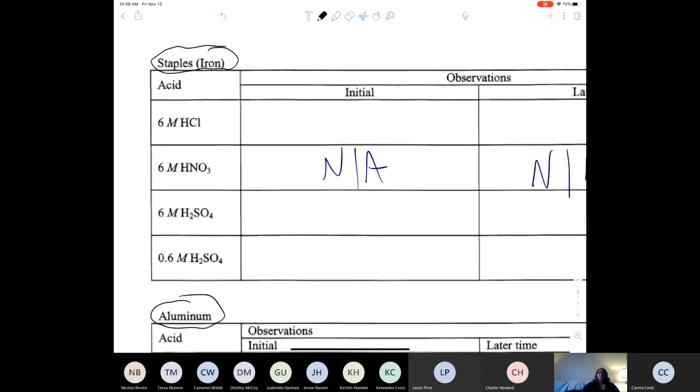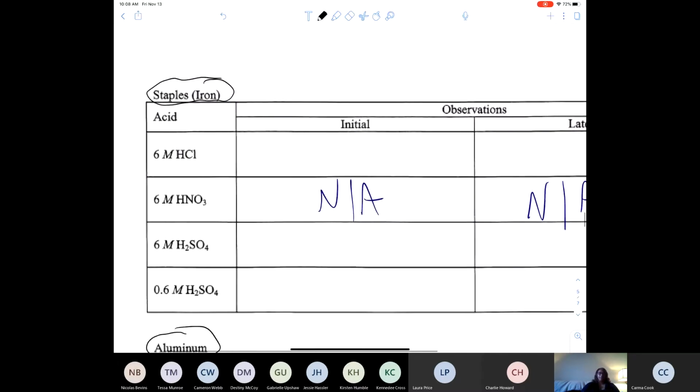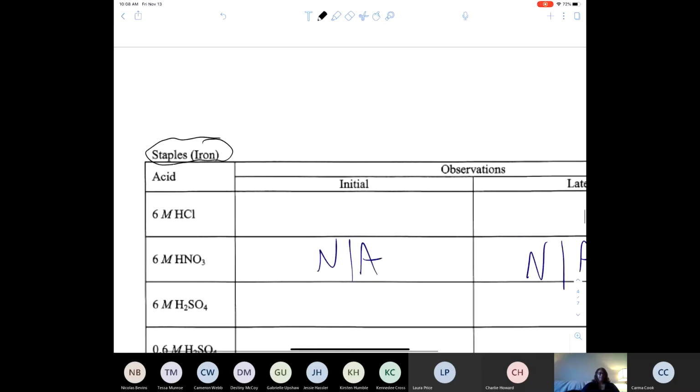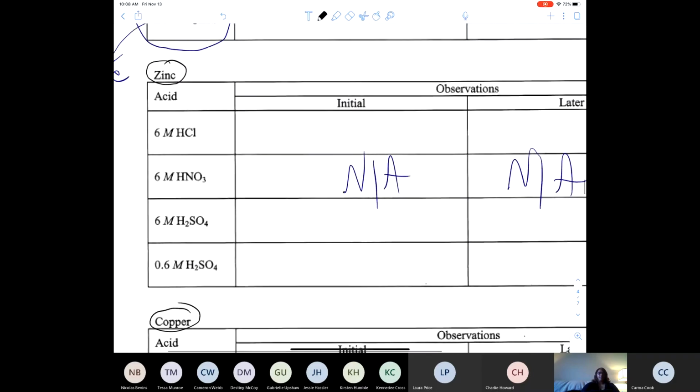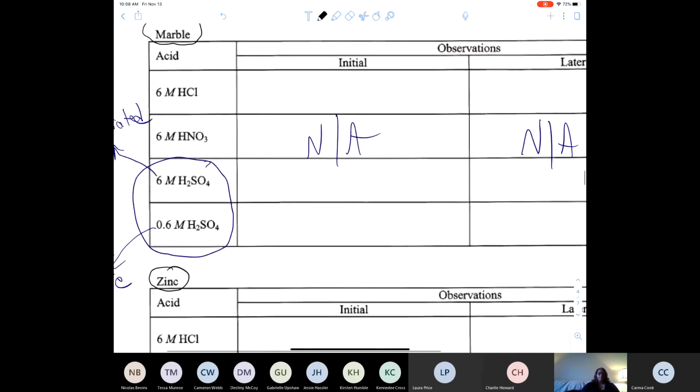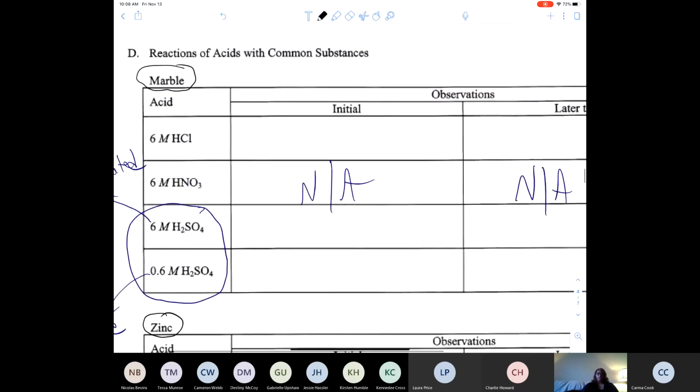The source of iron, we're just using common staples that you use in your stapler. Those are made of iron. Then we have copper metal, some zinc metal pellets, and then some little marble chips. Now, there are only 3 of these 4 acids that we're going to be observing reactions for.